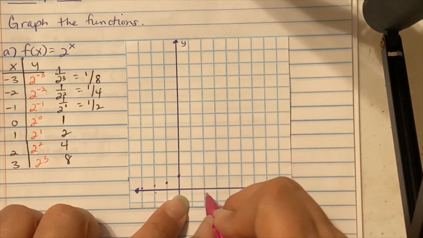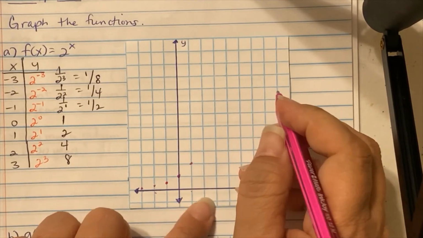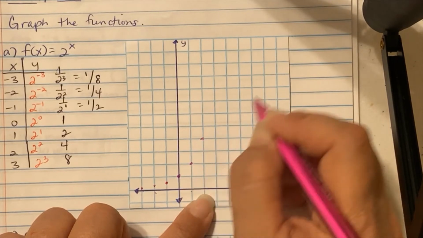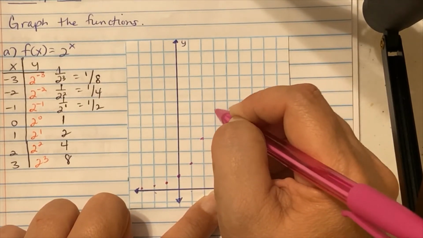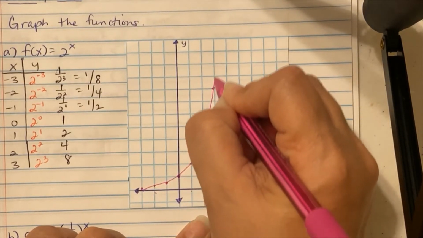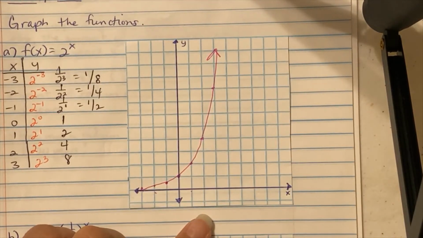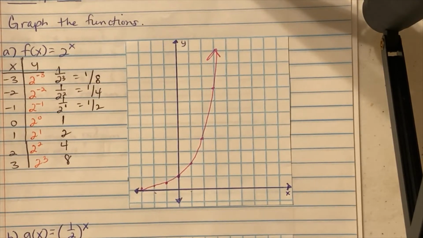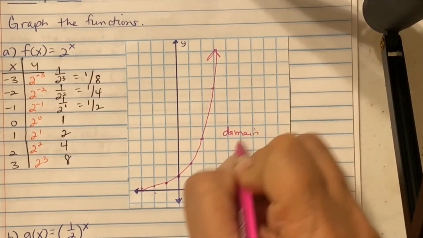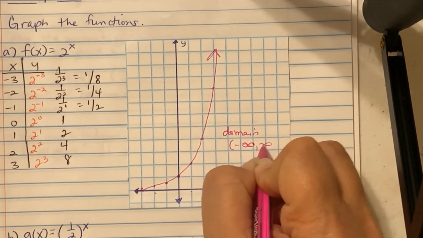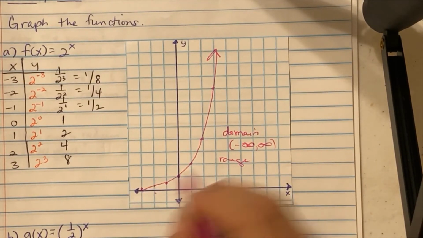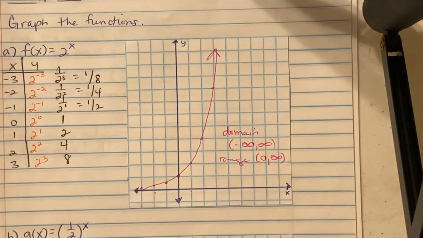When x is 1, I'm at 2. When x is 2, you're at 4. When x is 3, you're at 8. So what's happening is that your graph is going up, positive exponent, exponential growth. Remember the domain, it's going to be negative infinity to positive infinity. For your range values, notice we did not get below 0, so we're from 0 to positive infinity.